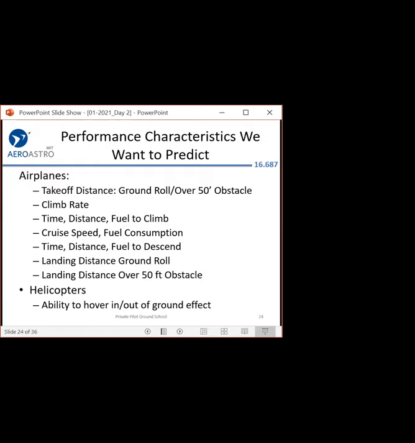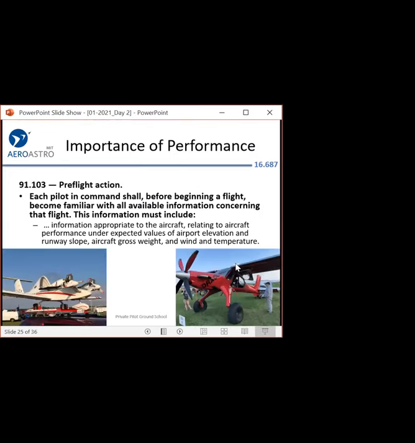Just for time, I'm going to move forward into performance a bit. So Philip's performance lecture talked a lot about what the performance characteristics are that you're trying to predict, like takeoff distance, what the aircraft performs at, and what things affect the ability of the aircraft to perform. It also talks about some more regulations. You see 91.103 here about preflight, so checking all of these things in advance. That's how you would learn, for example, that your alternator was inoperative, by doing these checks and understanding the status of your aircraft before flying.